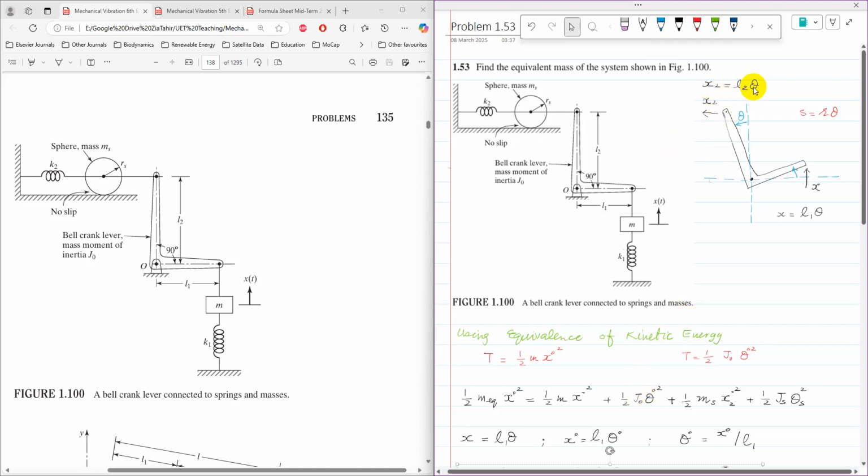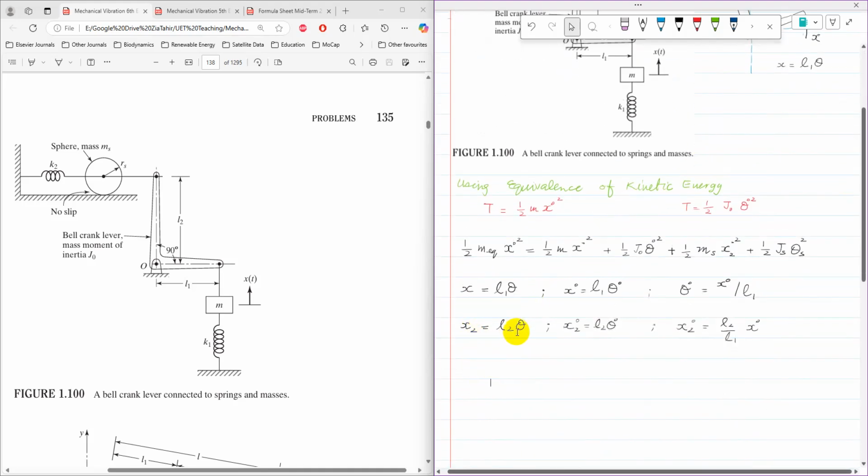Now x2 is equal to L2 theta. By taking the derivative, x2 dot is equal to L2 theta dot. I have already written that theta dot in terms of x dot, so substituting that theta dot into this expression, x2 dot will become L2 over L1 into x dot. Now I can substitute x2 dot in the third term, so the third term will also be written in terms of x.